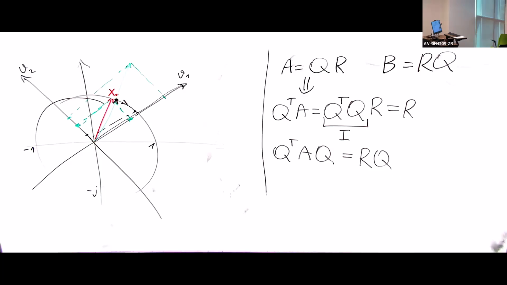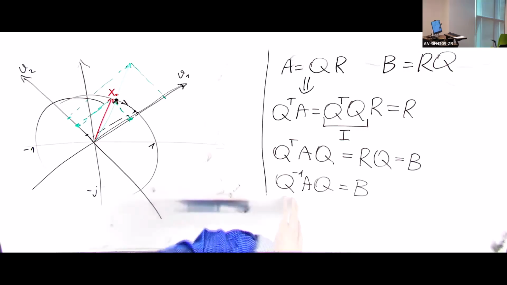Okay. But what is RQ? It's B. What is Q transpose for orthogonal matrices? It's Q inverse. So Q inverse A Q equals B. Seen that kind of expression before. What is that expression? What is that transform? It's a similarity transform. And for any similarity transform with any invertible matrix, we showed that you have the same eigenvalues. So A and B have exactly the same eigenvalues. Right? This is the idea.